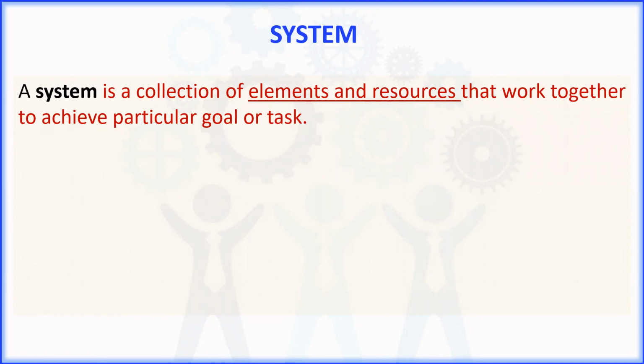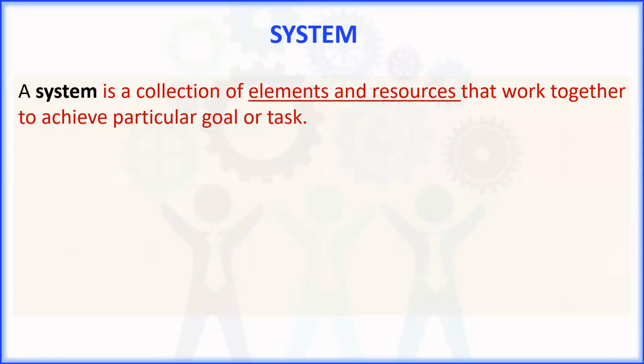Therefore, this slide explains what a system is. Here, a system is explained as a collection of elements and resources that work together to achieve a particular goal or task. We can identify a system as a collection of resources, and there are also some other elements, which we'll learn later as the elements of a system. Simply, we can say a system is a collection of resources that work together to achieve a specific or particular goal.